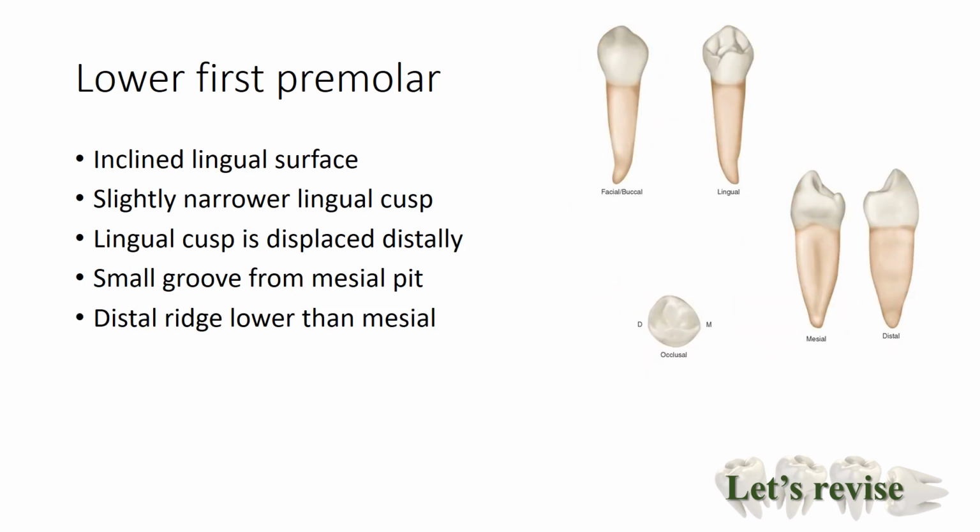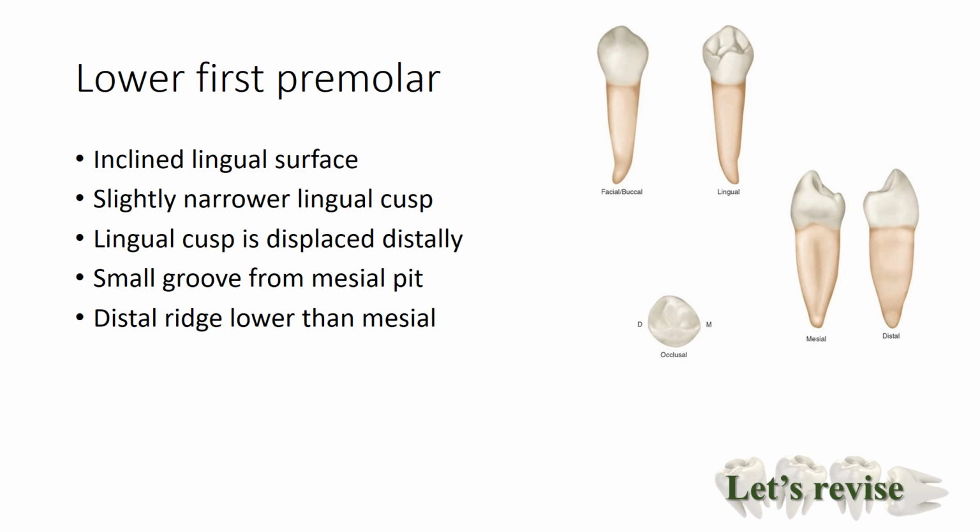If we look at our lower first premolar, we've gone back to having this buccal cusp and this lingual cusp, with the buccal cusp being much higher and much more marked than the lingual cusp. Let's stop calling it the distal cusp. What's distal cusp at all?